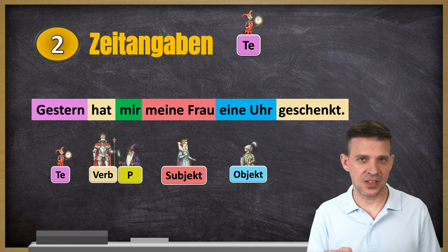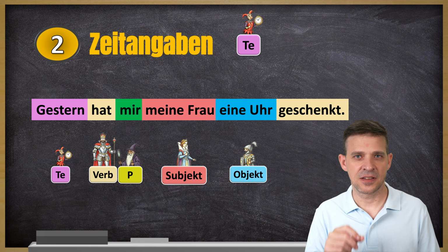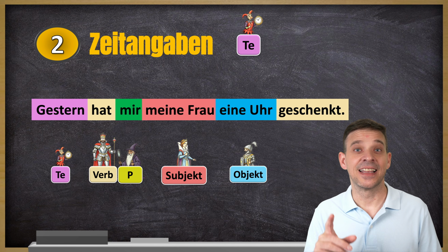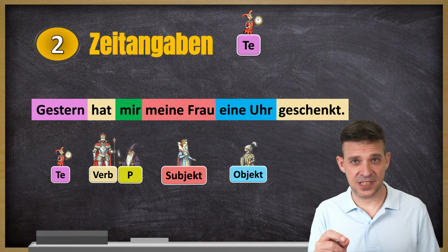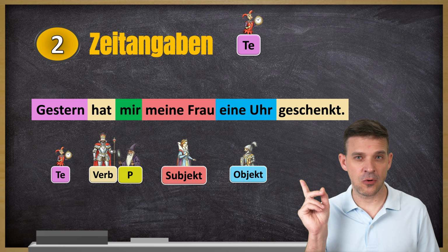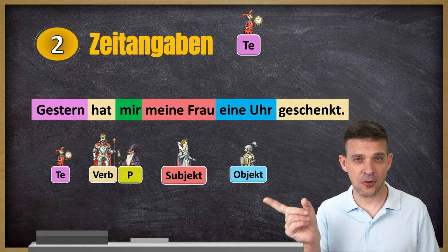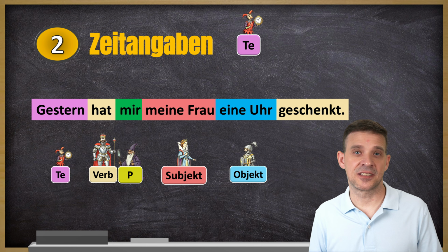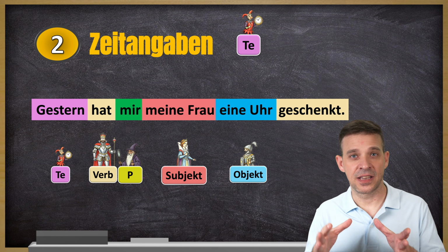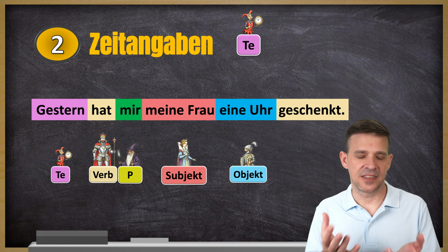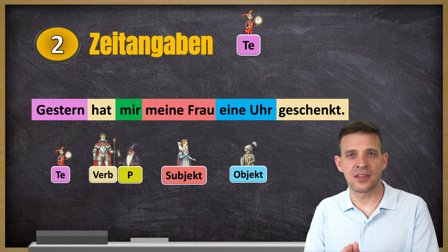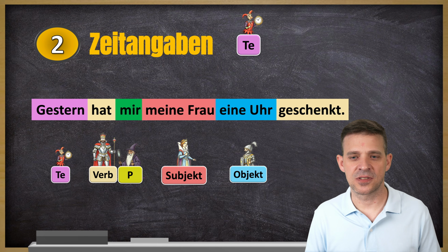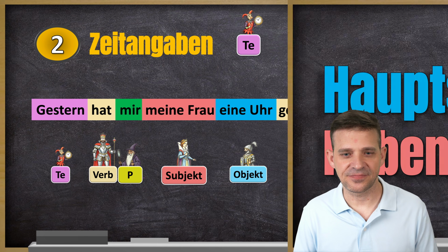Gestern, first position, Zeitinformation, hat, Verb, zweite Position. Then, again, first the magician, first the Personalpronomen. Why? It's coming before the subject because the subject is a normal noun, Frau. Therefore, first Personalpronomen, dann Subjekt und dann das Akkusativobjekt.